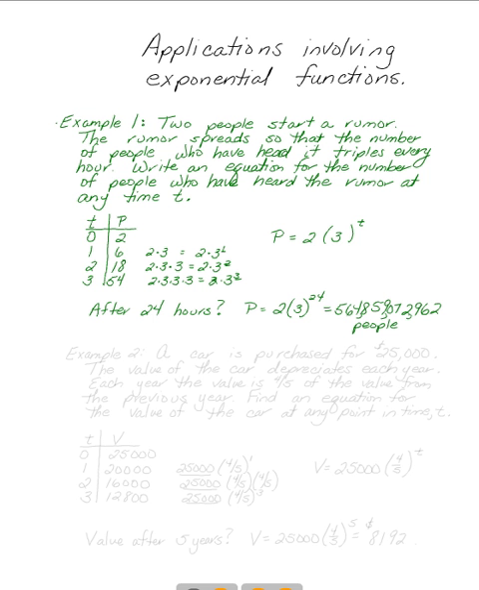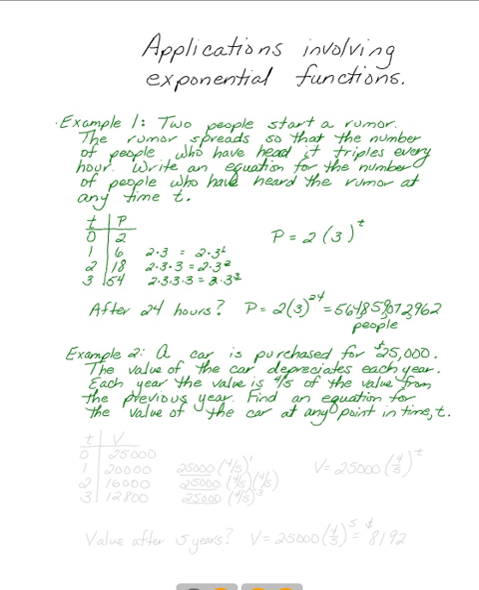Okay, let's move on to example 2. Okay, so in example 2, we have a car that is purchased for $25,000. The value of the car depreciates each year. Each year the value is 4/5 of the value from the previous year. What we want to do is write an equation for the value of the car at any point in time t, where t is in years. Again, let's make a table.